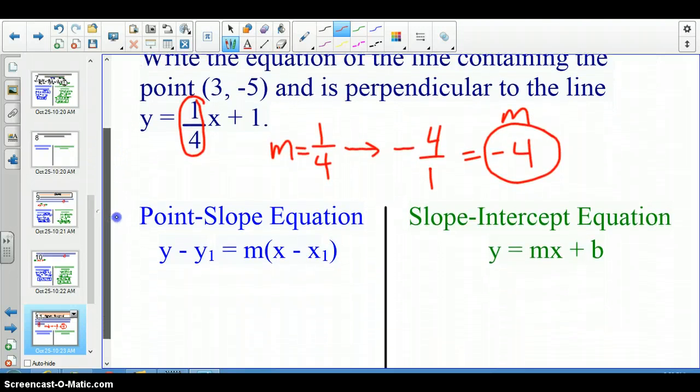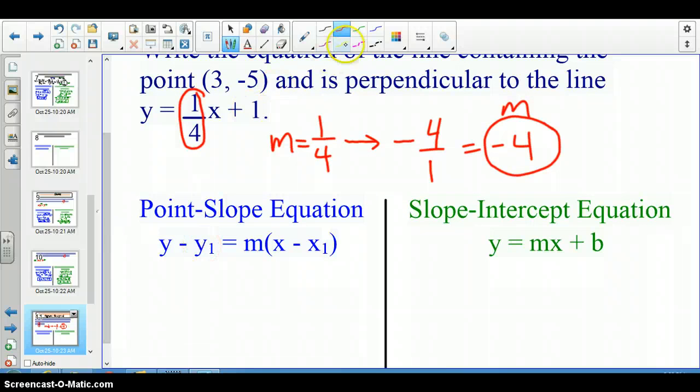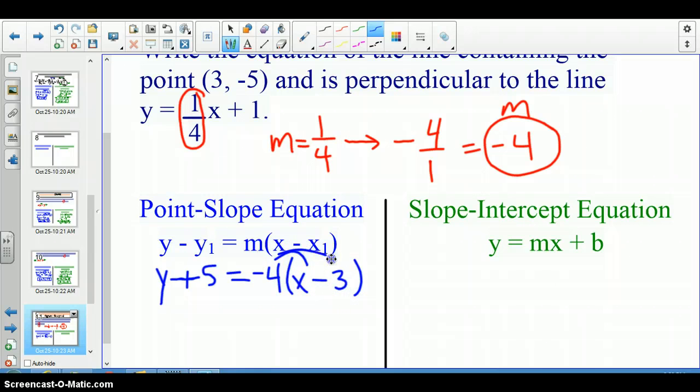So now you have your point up here, (3, -5). Plug them into whichever equation you feel most confident with. y minus -5 here, so it'll be y plus 5. My slope is -4, parentheses, x minus x1, which is 3. I'm going to distribute. And then subtract 5 to get y all by itself.